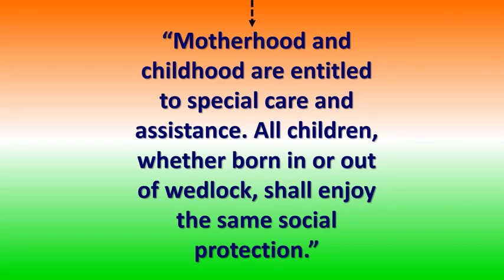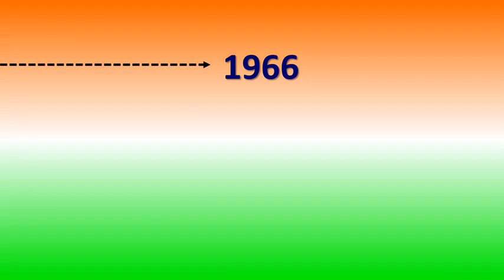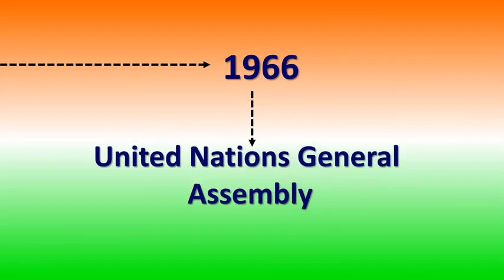It pronounced the special rights of the child for the first time. One of the earliest instruments to have recognized the child's right to protection was the International Covenant on Civil and Political Rights, adopted by the United Nations General Assembly in 1966.